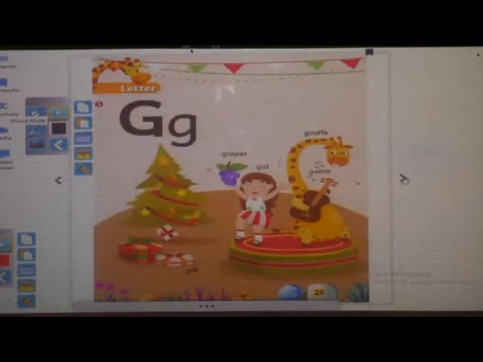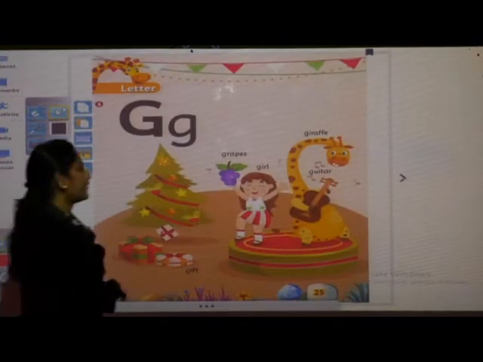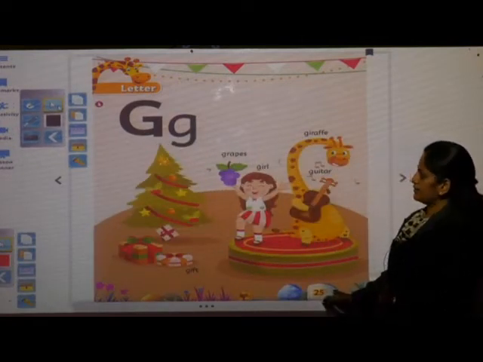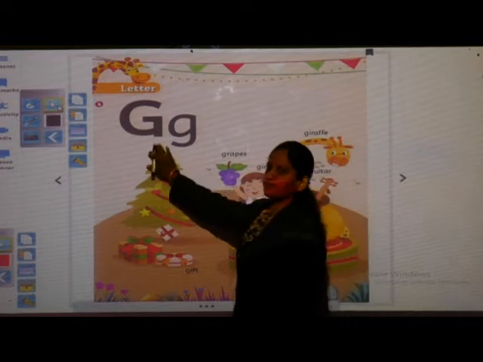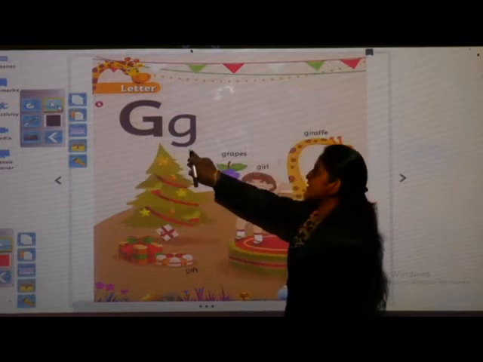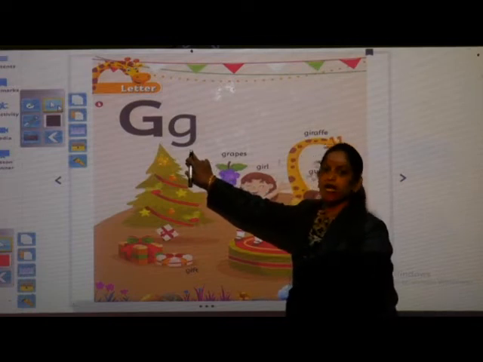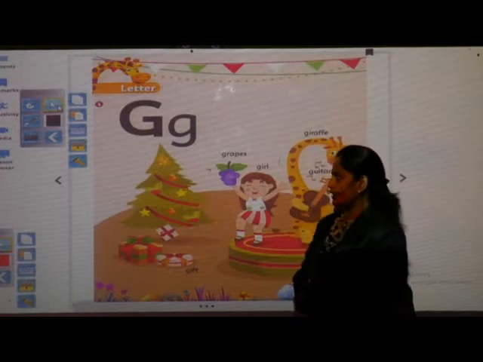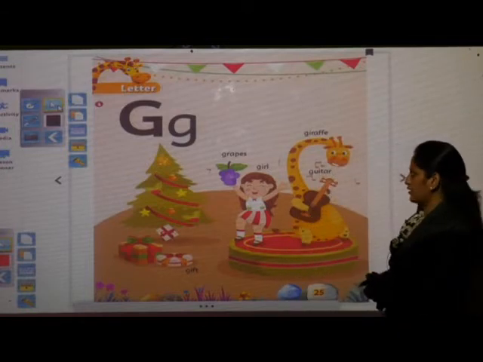Next page you have to open page number 25. Okay? What can you see here? Which letter can you see here? Yes, this is letter capital G and this is letter small g. And what is the phonic sound of letter G? It's G. Okay? G.